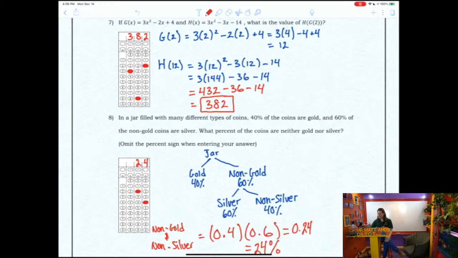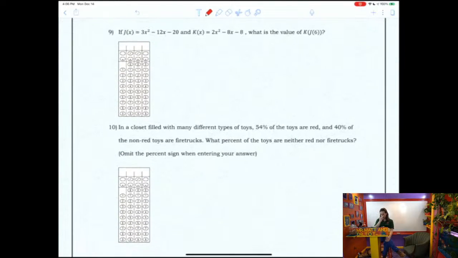Otherwise, let's look at 9 and 10. 9 asks if j of x is equal to 3x squared minus 12x minus 20, and k of x is equal to 2x squared minus 8x minus 8, what is the value of k of j of 6?